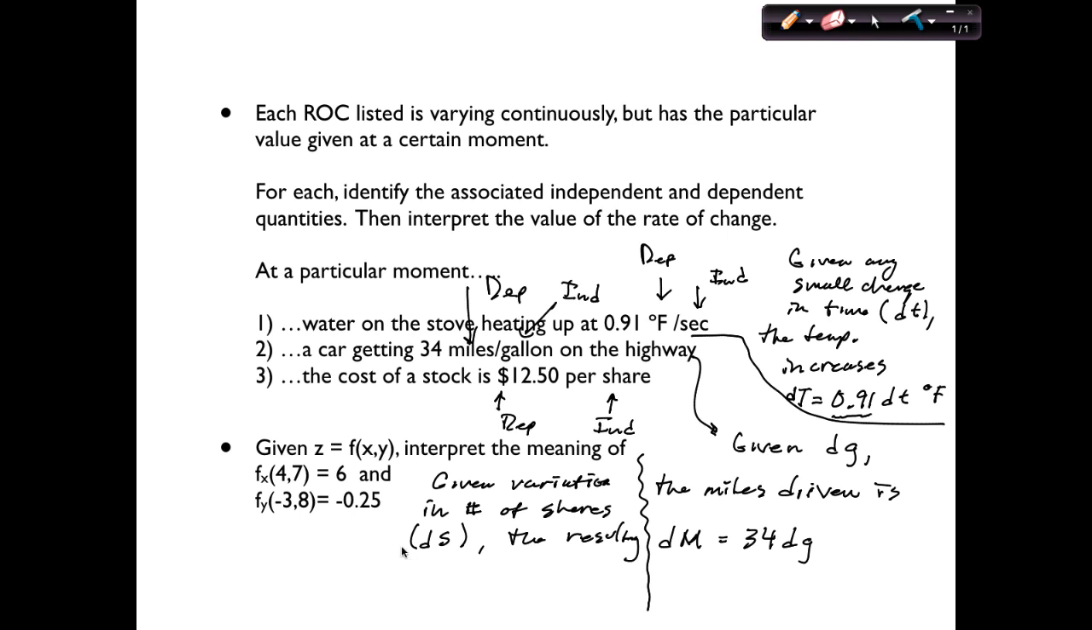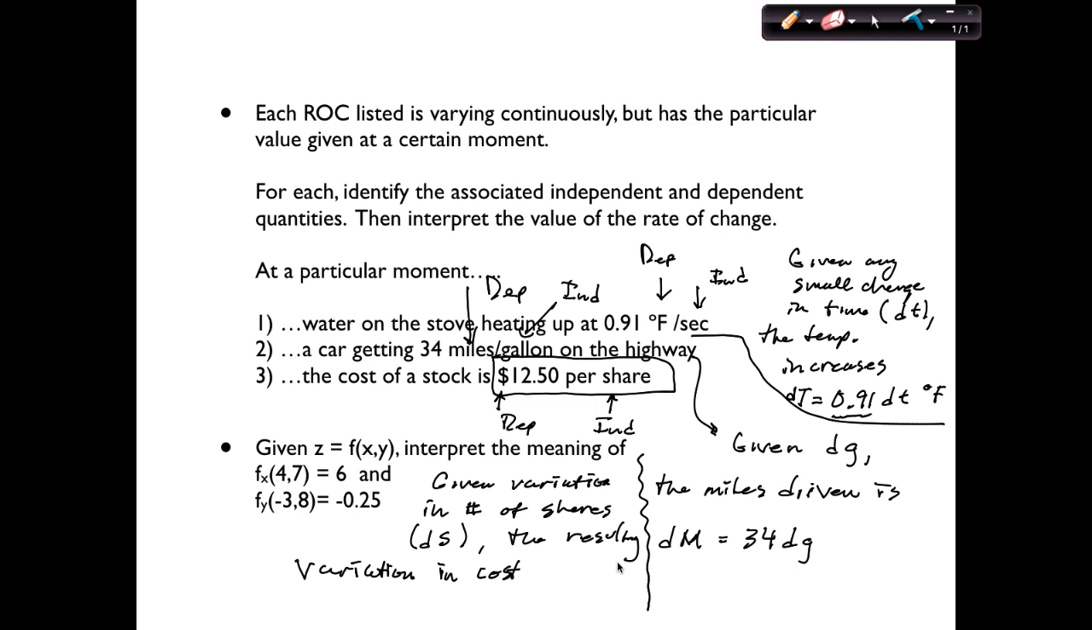It's not a total. That's the problem. $12.50 per share. That's what we're trying to describe. We're trying to describe what that means. So it's the resulting variation in cost. It's not a total cost. It's the resulting variation in cost from that variation in number of shares. For instance, we decide to buy 4 more shares. The rate of change tells us how much more we're going to have to pay, the additional cost, not the total cost. Does that make sense?